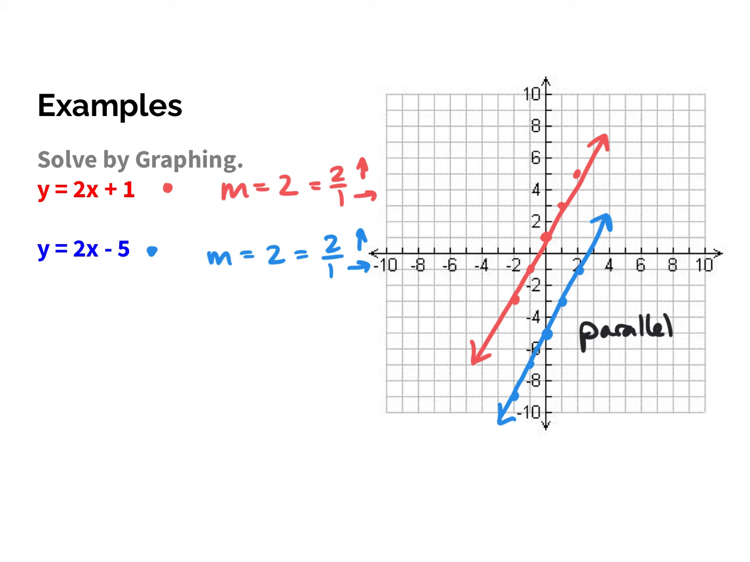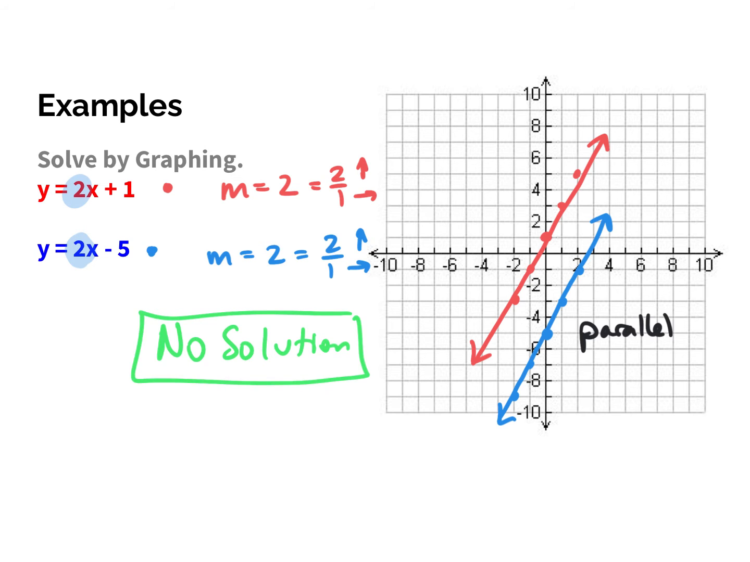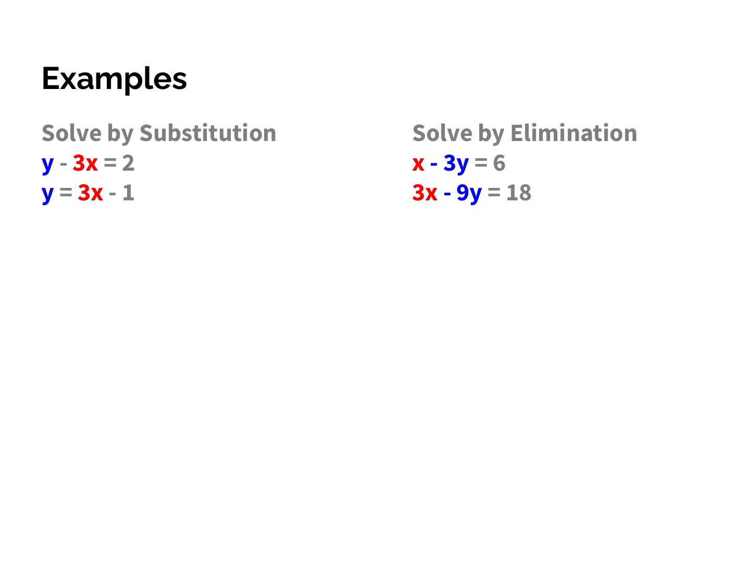Why are they parallel? It goes back to something we learned a while back: notice they both have the same slope of 2. If I have two lines that are parallel, what that means in this case is that there is no solution to this problem. Those two lines are parallel, they do not intersect, so there's no value of x or y that would make both of these true.